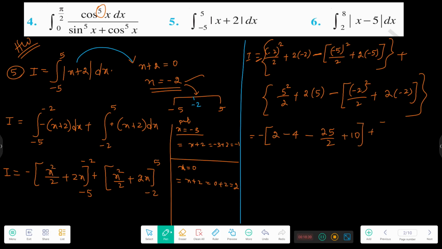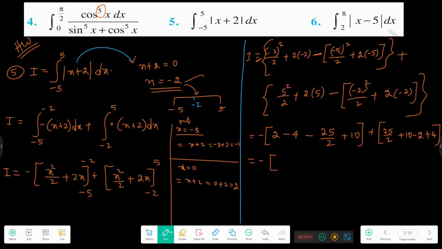Next, the second limit. This will be 5 square by 2, which is 25 by 2, plus 2 fives are 10. And the minus you take inside. Minus 2 whole square is plus 4, plus 4 by 2 is 2. Minus when you multiply inside, minus 2. And 2 into minus 2 is minus 4, and the minus multiplied inside gives plus 4. That's it. Overall, you have to simplify.